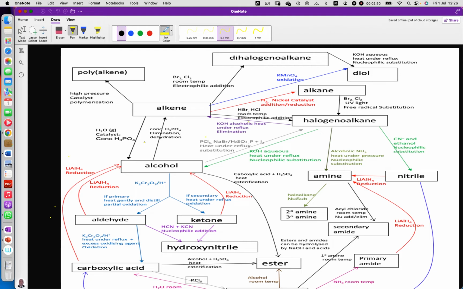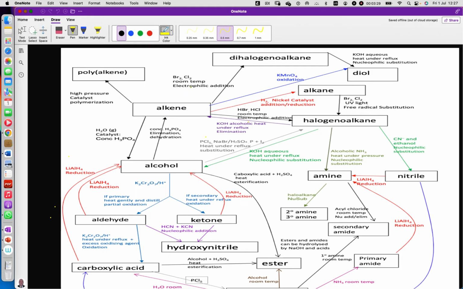So now, one example of reacting with halogens is with bromine. We are starting here with bromine. Now, alkenes, from this circle here, you will see that the alkene will react with halogens at room temperature, and this is by electrophilic addition on the double bond.